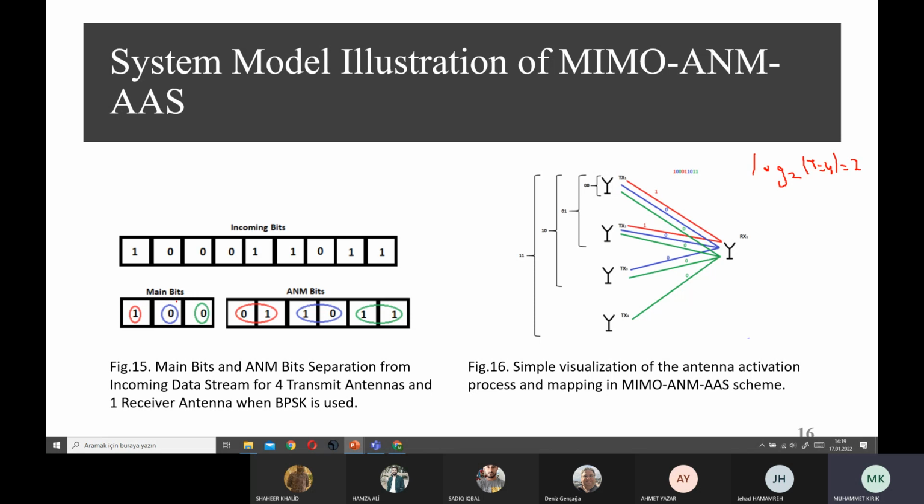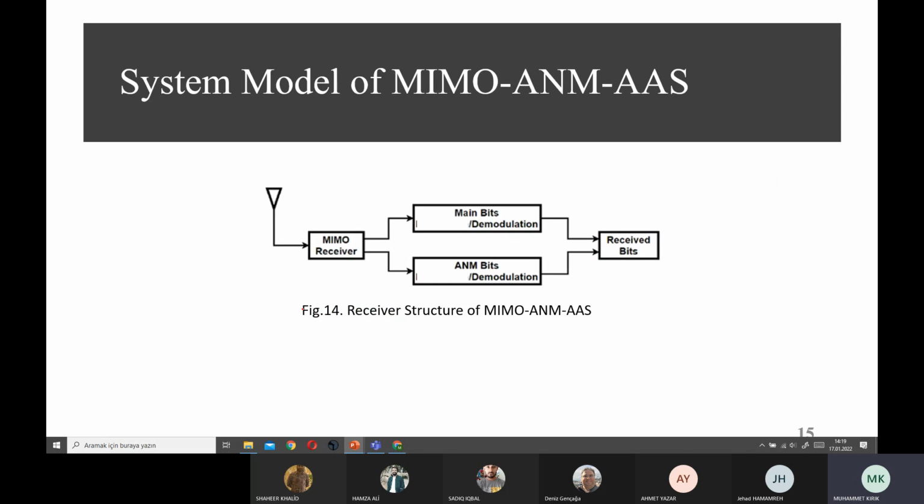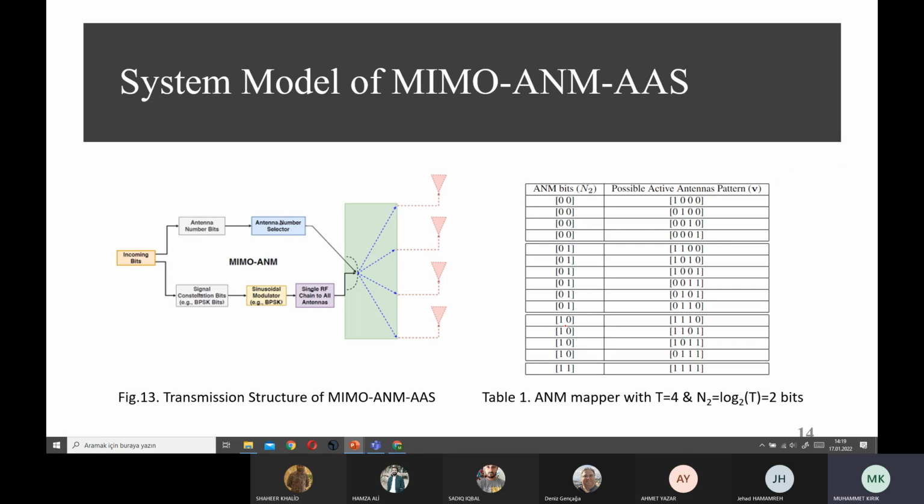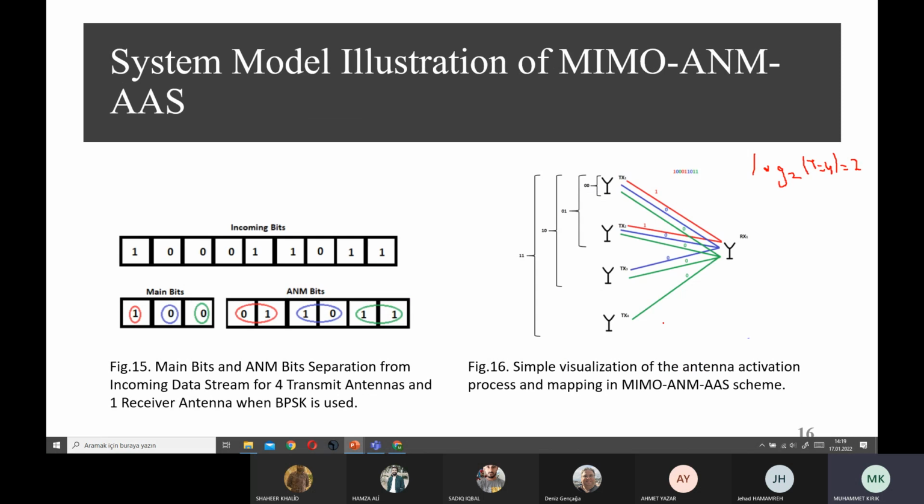And in the second case, we have a 0 and we have a 1, 0 here. If we come back to our table, we can see that in the ANM bits group, when we have 1, 0, it means we are activating 3 antennas in our system when we have 4 antennas in total. Again, we never say which 3 will be activated. We have 4 different possibilities to activate 3 antennas in a 4 antenna system. But for simplicity, let's just pick this one. We are activating the first 3 antennas. And if we come back here, we are transmitting this 0 by using the first, second, and third antenna. So in total, we are using 3 antennas to transmit this 0.